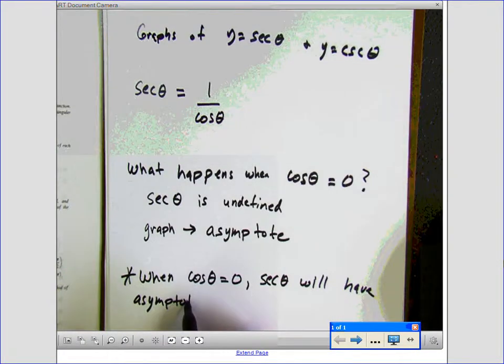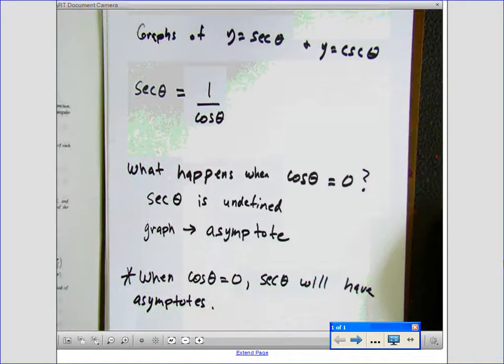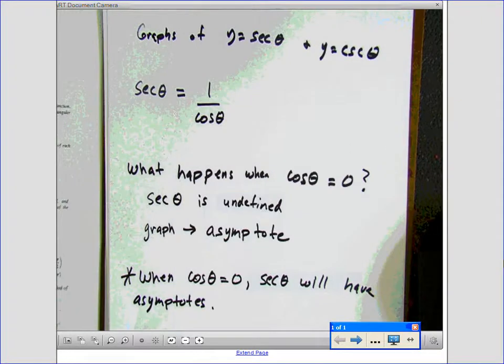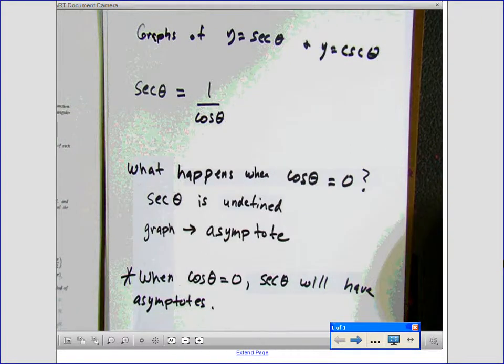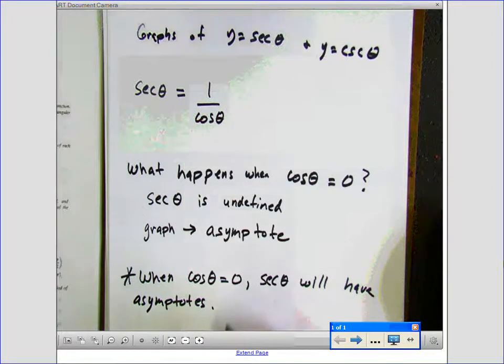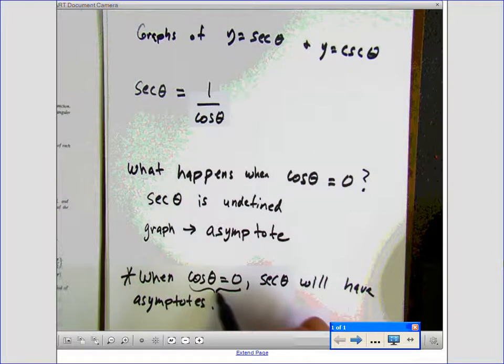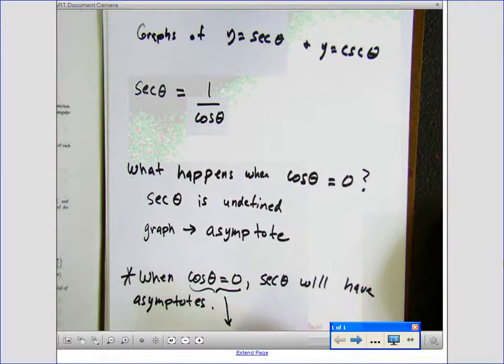And let me explain a little bit better about when cosine is 0. All right. So cosine is 0 where the cosine curve crosses the x-axis, right? All along the x-axis, y is 0. So when it crosses the x-axis, secant will have asymptotes. You can write yourself a little note right here. Cosine 0, okay? That's where you're crossing the x-axis.